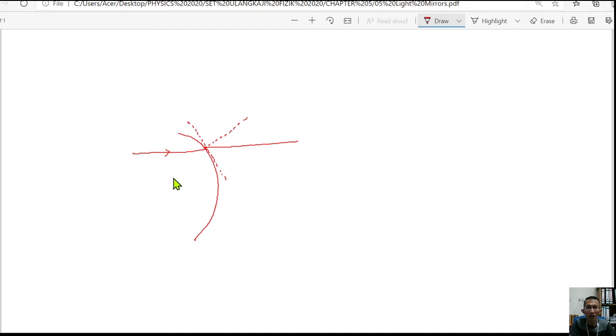But since I am moving from a more dense medium, the more dense is in the mirror, and outside here is less dense, so what happened? This light ray will be refracted away from the normal. Okay, it will be refracted away from the normal. So if I draw my principal axis down here, it will intersect at my focal point.